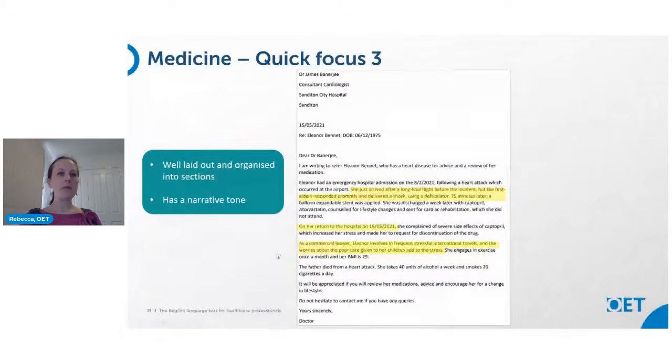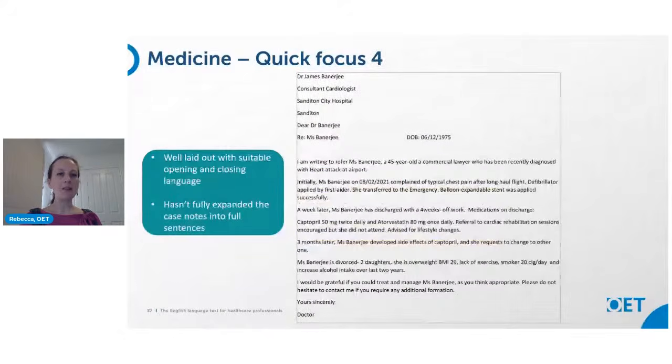This letter from Mahmoud is well laid out and uses suitable opening and closing language, but this letter tips the balance in the other direction from the one that we just looked at, which was more like a story. This letter doesn't fully expand the case notes into full sentences. The clearest example of this is paragraph 6, which is written as a single sentence, but should be separated into at least 2 sentences and the details expanded, such as Ms. Bennett is divorced with 2 daughters.